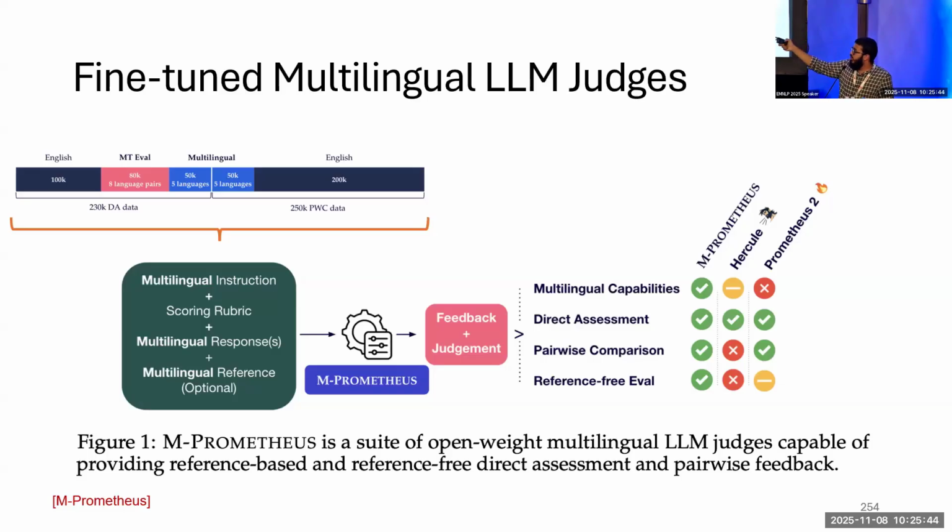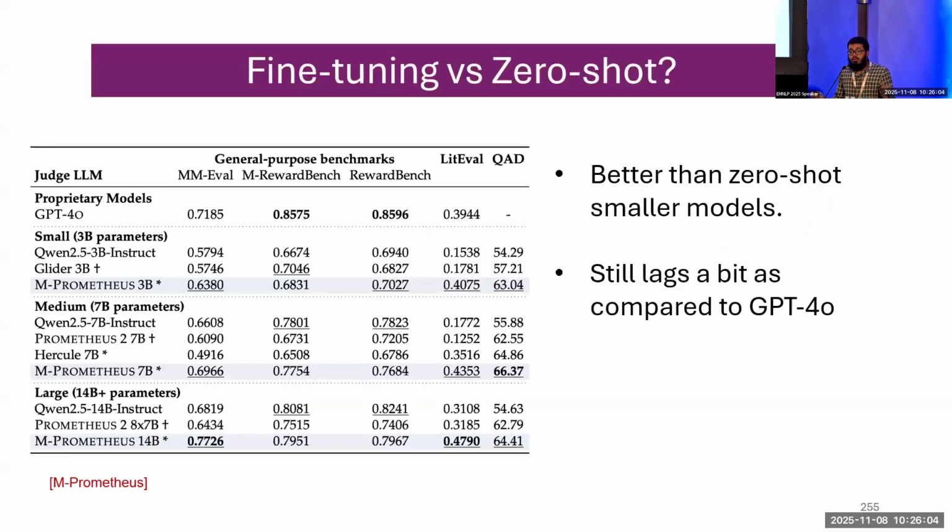And the kind of data that you train it on, you should have some combination of English data, some multilingual data, as well as, interestingly, some translation evaluation data, so that, as you've seen in the previous sections, adding translation and parallel data helps in better alignment, and that's similar logic here. Now, how good is fine-tuning as compared to zero shot? If you look at the highlighted rows, the M Prometheus rows, they do perform better than their zero shot alternatives, but they still lag a bit as compared to GPT-4o. Of course, slightly outdated results, the performance may improve with GPT-5.